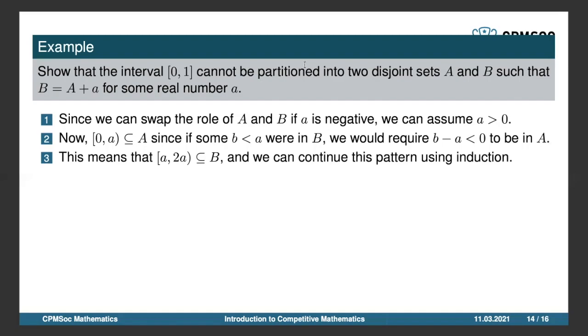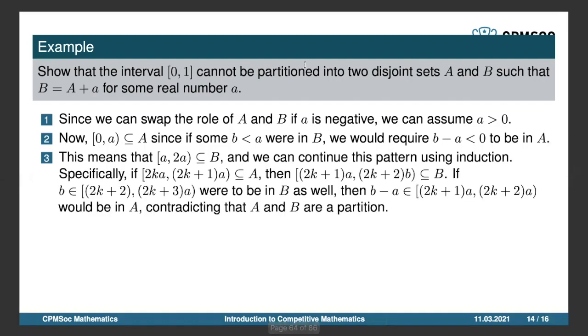So this next part is an induction argument. In particular, if we have 2kA to (2k plus 1)A, where k is an integer, and that is in A, then we know that the next set needs to be in B, because if we add A to every number there, we go from 2kA to 2kA plus A, which is (2k plus 1)A, and it continues going up until (2k plus 1)A. Add A to that, you get (2k plus 2)A. That should be an A, not a B. I'll fix that.